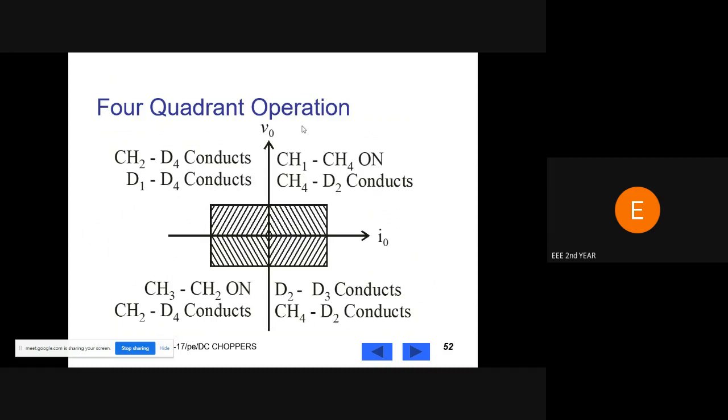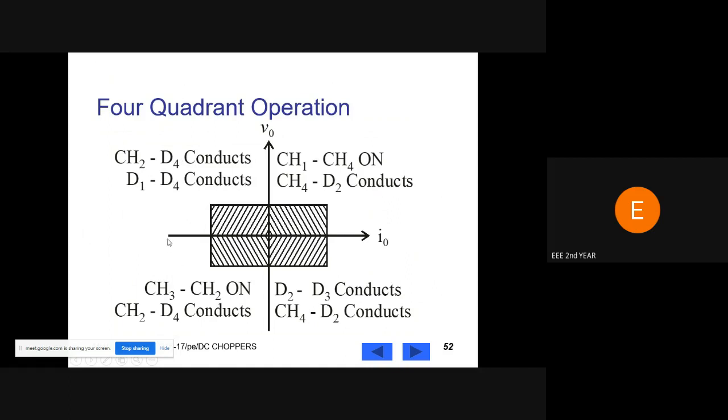In the first quadrant, CH1 and CH4 are on, and when CH4 is on the output voltage is produced. If CH4 is in the off condition, D2 will start to conduct. In the second quadrant, CH2 and D4 are both conducting, CH2 operates here, and at that time D4, or else D1 and D4, start to conduct.